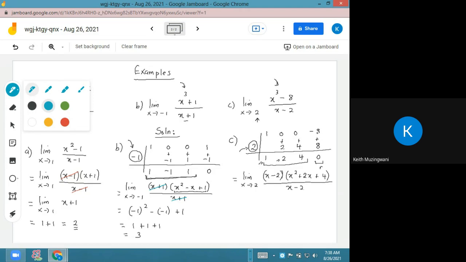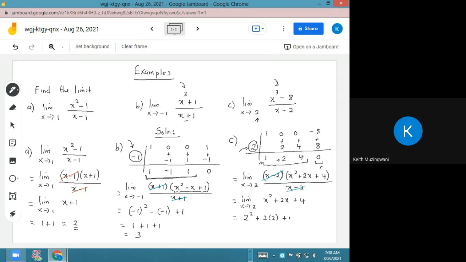And then cancel, so we have this, and that cancel. And then we'll have the limit as x goes to 2, x squared plus 2x plus 4. We can now substitute. Where there's x, we take 2 squared. Where there's x, we take 2 plus 4. This is going to be 4 plus 4 plus 4, which is equal to 12.